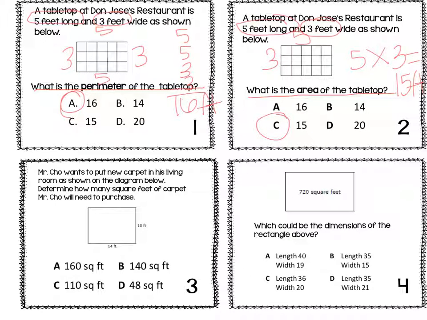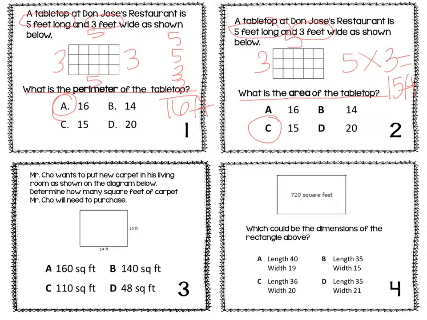We're going to go ahead and do number 3 and 4 together because they're a little bit trickier than number 1 and 2 were. So Mr. Cho wants to put new carpet on his living room as shown on the diagram below. Determine how many square feet of carpet Mr. Cho will need to purchase. So we're trying to figure out how many square feet of carpet Mr. Cho is going to need.